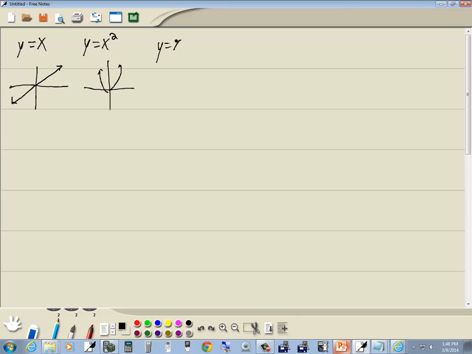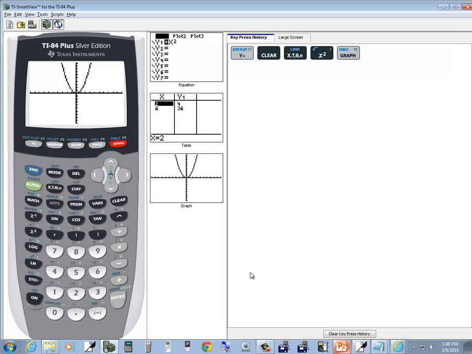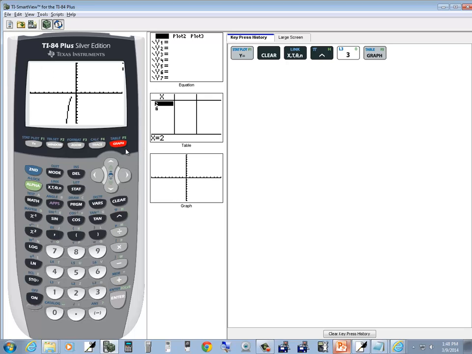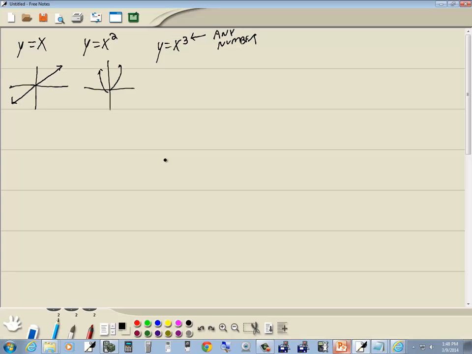Well, let's look at y is equal to x to the third. Now I could care less what this graph looks like. I'm demonstrating how do you handle it when you got any number up in your exponent. You got a 3 up there, 4, 5, 20, 201. So we're going to do y equals, clear, x key, caret, 3, and then graph. And that'll be your answer.